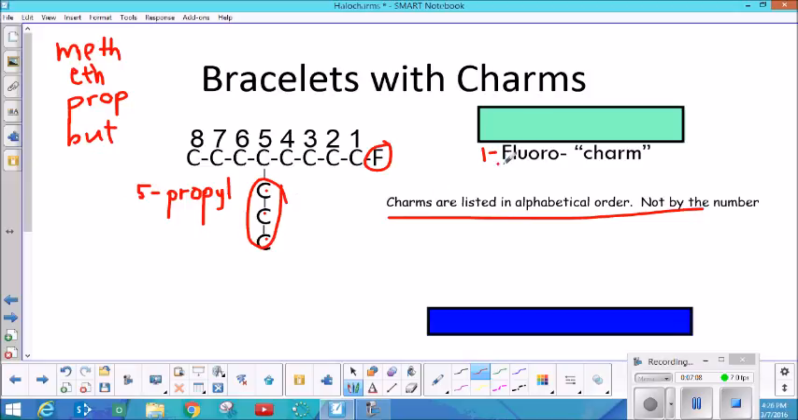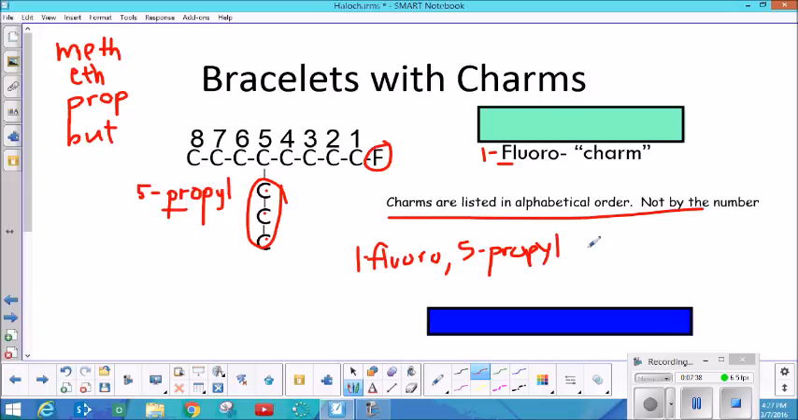You have to put them in letter order. So which one comes first? Fluoro comes first. So you have a 1 fluoro, and then you can say you have a 5 propyl, and then I say its last name.